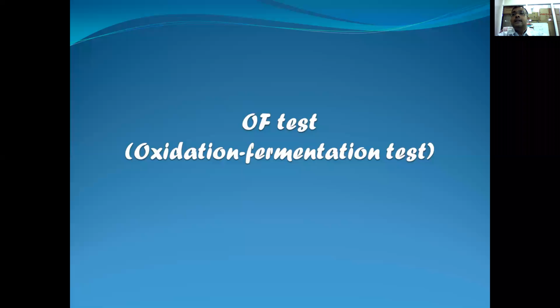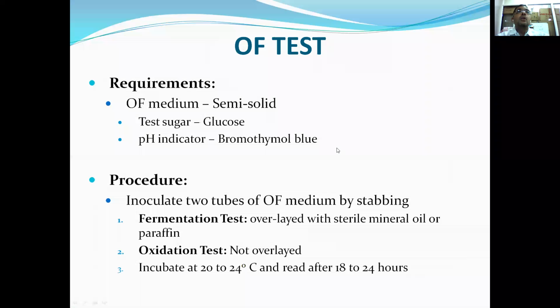By performing this test, we can say whether an organism has oxidative metabolism or fermentative metabolism, or you can say that organisms are classified based on oxygen requirement. Sir might have covered aerobic, anaerobic, fermentative and others. So this is what we are targeting by performing the OF test. How can we perform the OF test? The first thing we require is OF medium. OF medium is a ready-made medium. Generally it is semi-solid in consistency and contains glucose as the test sugar.